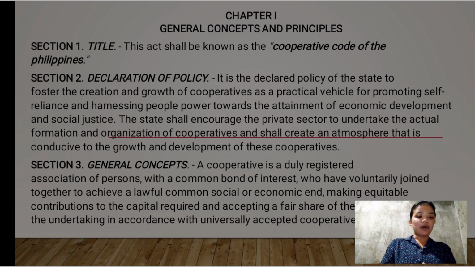Under Section 3, we have general concepts. It defines a cooperative as a legally registered group of people who share a common interest. These individuals voluntarily come together to achieve a lawful social or economic goal, contributing fairly to the capital needed and sharing the risks and benefits according to established cooperative principles.